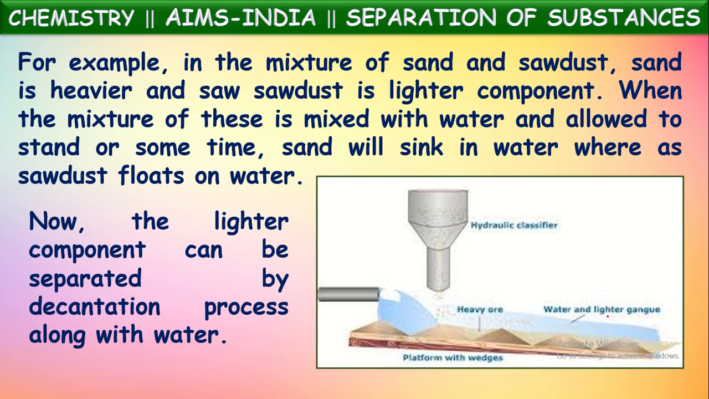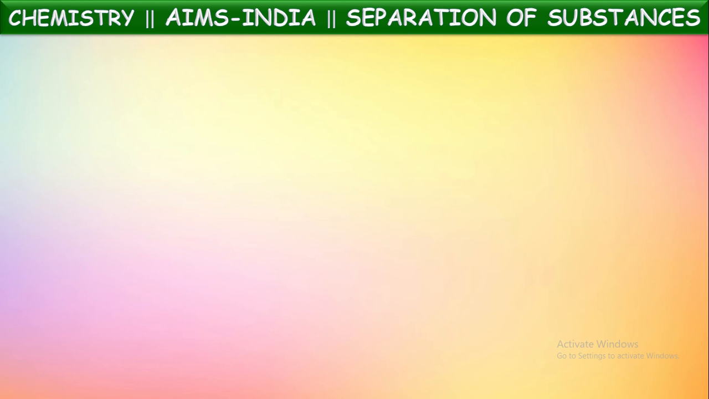So, water and lighter gangue particles will be flown away, whereas heavy particles will remain in these wedges. In this way, lighter components and heavier components can be separated by using this gravity technique. Mostly, this technique is used in industries to separate impurities present in the metallic substances which are called ores. Okay, this is about the gravity method.